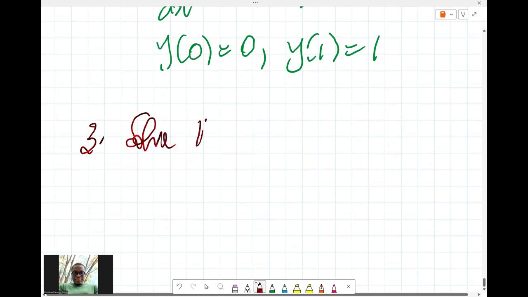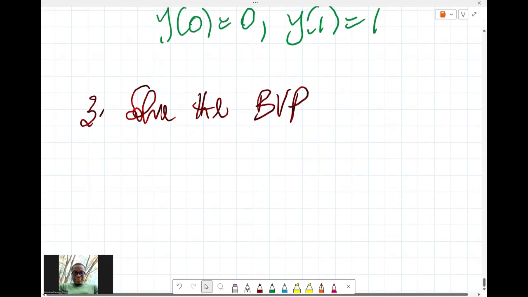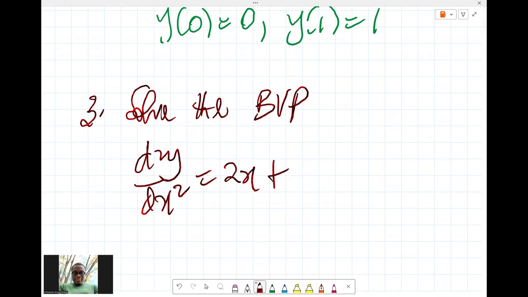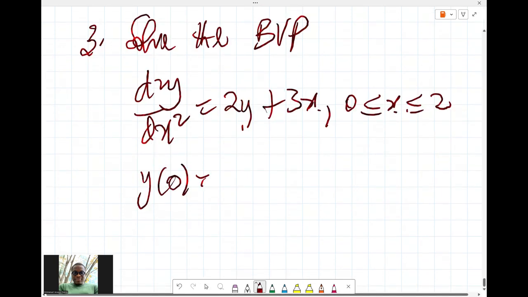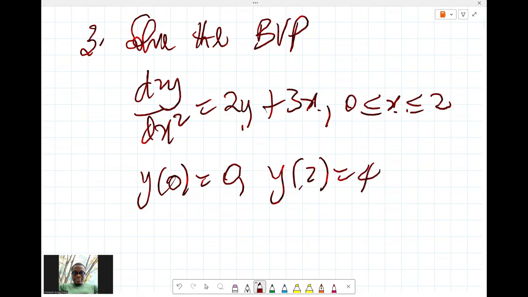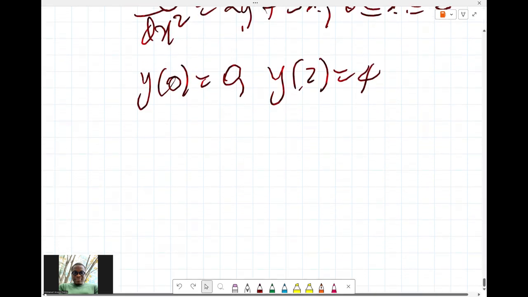Then we have question 3. Solve the BVP using finite difference method, of course. That's d squared y dx squared equals 2y plus 3x, 0 less than or equal to x less than or equal to 2. Then, of course, y of 0 is 0 and y of 2 is equal to 4. So you discover that the boundaries are at the beginning and the end of the interval as usual. Okay, so the steps are not given, so you have to choose your own.